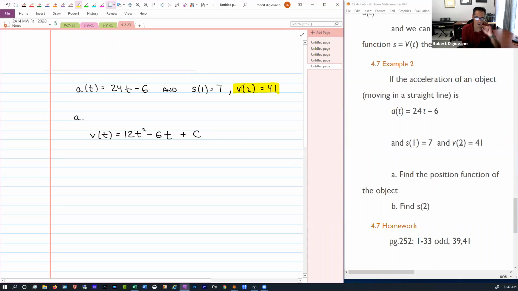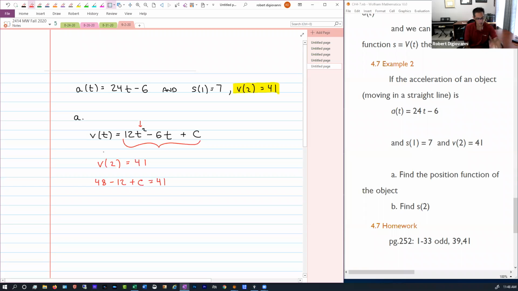We're being told that the velocity at 2 is 41. That means when I take this function that I'm not quite sure what it is because it's a plus c, when I take 2 and plug it in there, I should get 41. So let's go ahead and plug 2 in for t. If we plug in 2 for t, we should get, let's see, 2 squared, that's 4. 4 times 12, that's 48. Minus 6 times 2, which is 12, plus some constant should equal 41. Does everyone follow that? Yes.